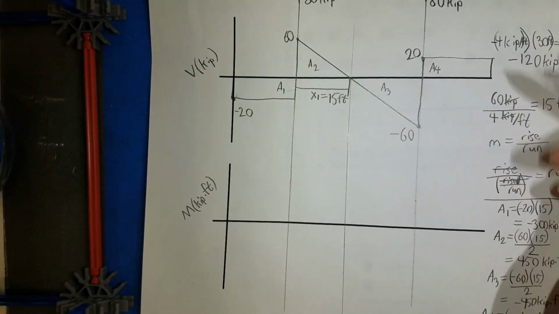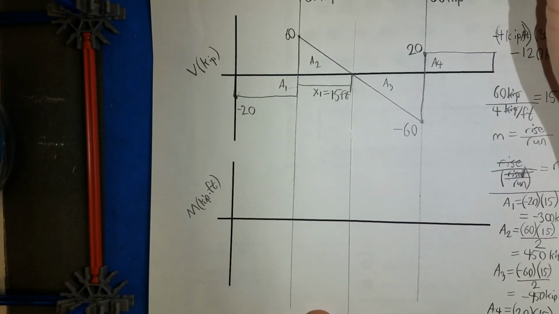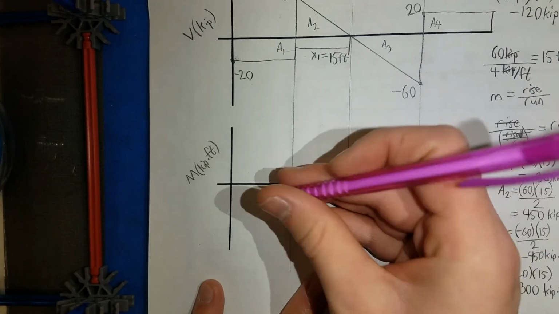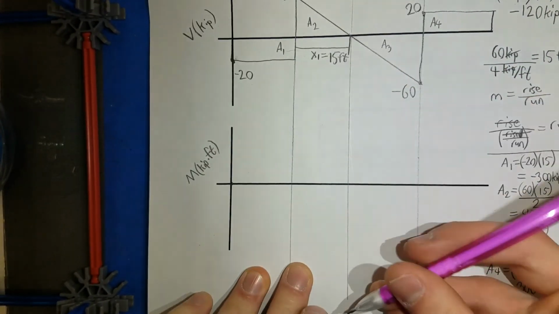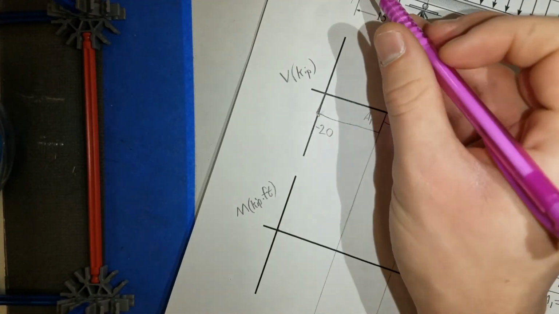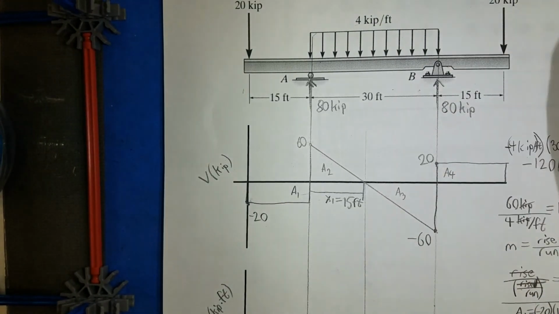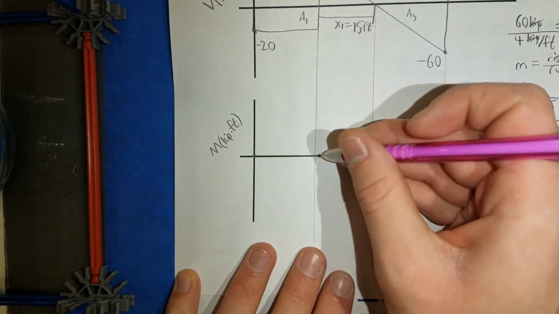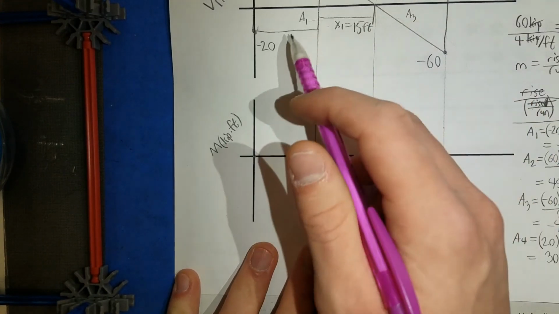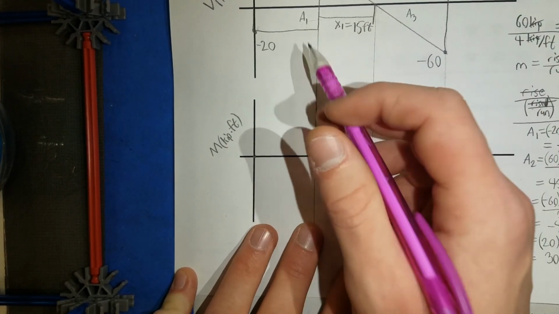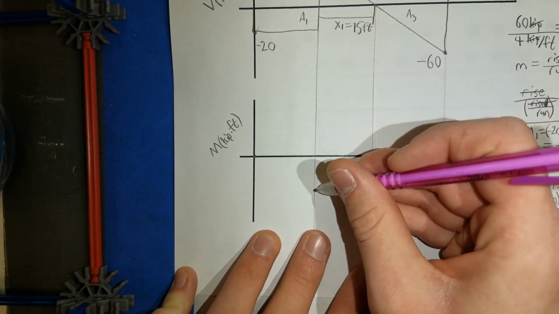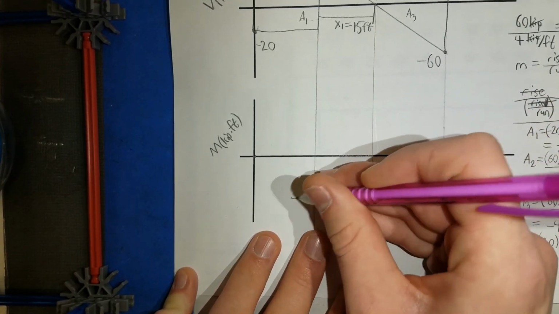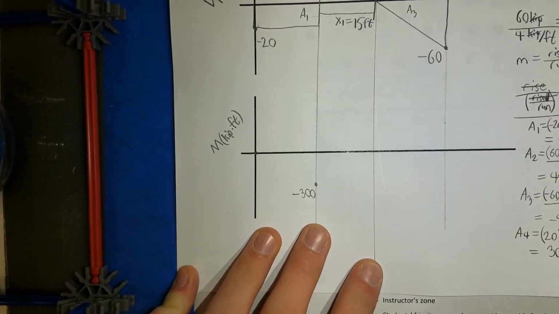So starting with our diagram, we're going to go ahead and start on the left part here. So at the left end, there's no moment acting on it at the end, so we could just say it's equal to 0, because there's nothing to cause a moment there. Here at A, this line here, we calculated this area to be negative 300. That means it's going to end up going down negative 300.